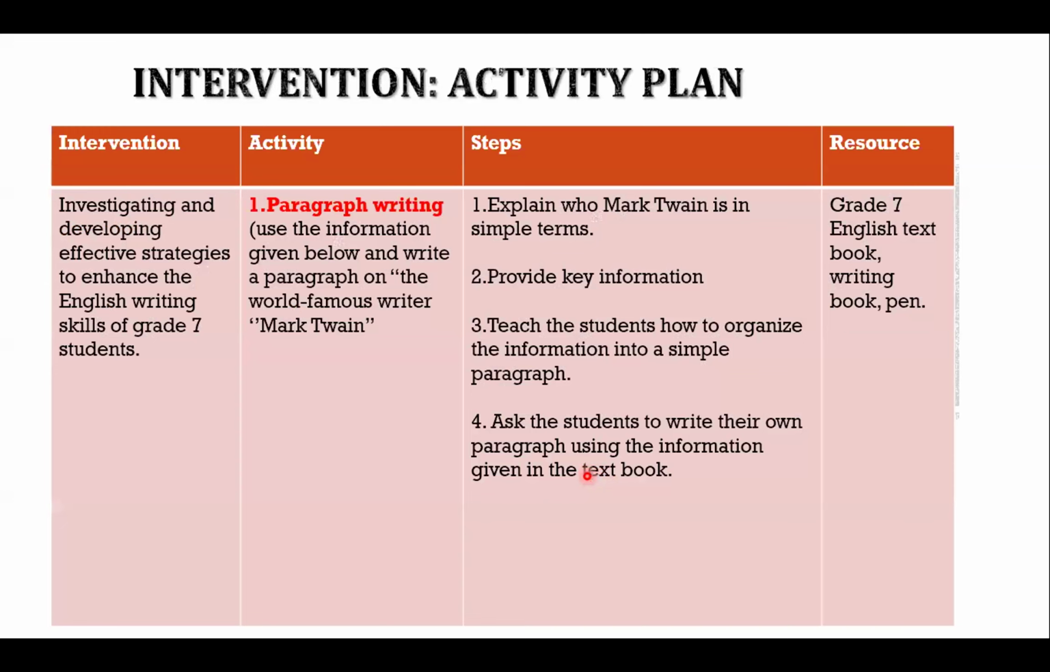And next one, intervention activity plan. The first activity I'm going to give is paragraph writing. I'm going to do this research with grade 7 students. Paragraph writing is there in your grade 7 English textbook, first unit. So I'm going to give them paragraph writing first: use the information given below and write a paragraph on the world famous writer Mark Twain. This activity is in their grade 7 English textbook.